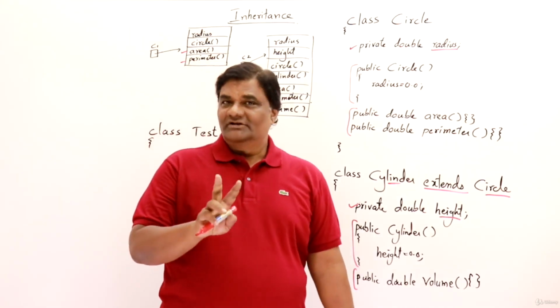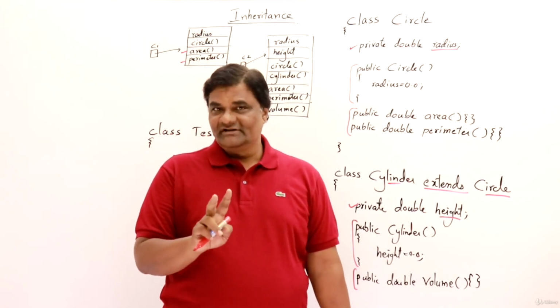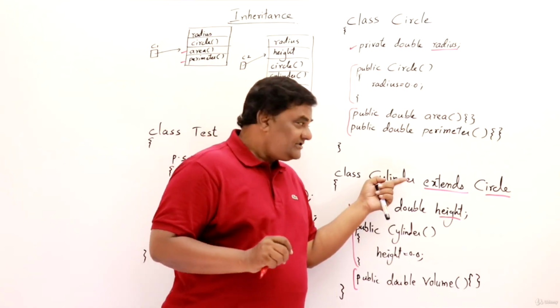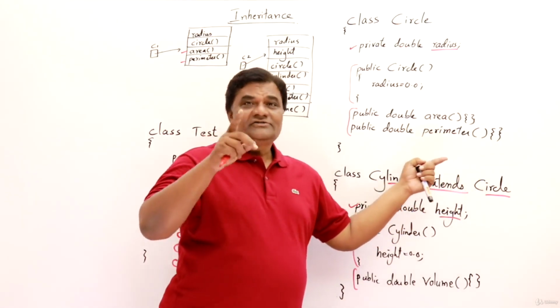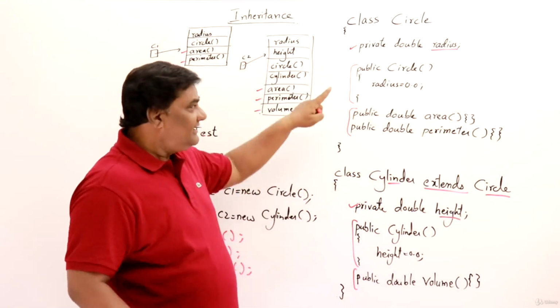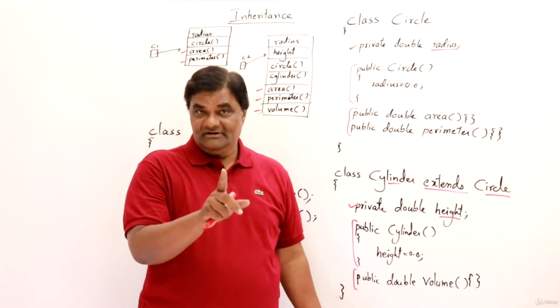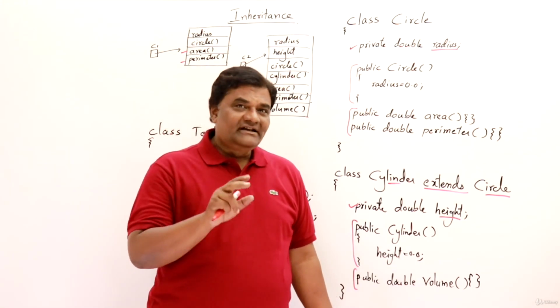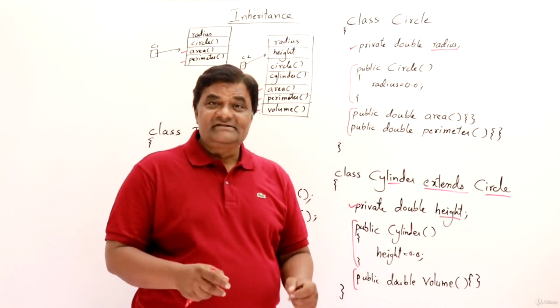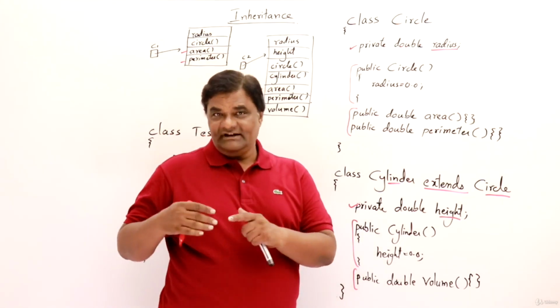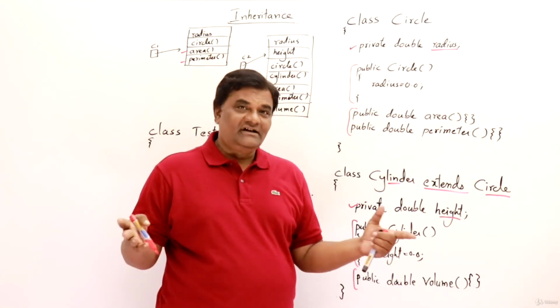Now I'll give you two terms here that will be useful further. When I have a class called Cylinder which is extending Circle, everything from the Circle class will be available in the Cylinder class. Available, it will be available. And the second term is whether everything is accessible or not. This is a different thing. Available is different, accessible is another thing.